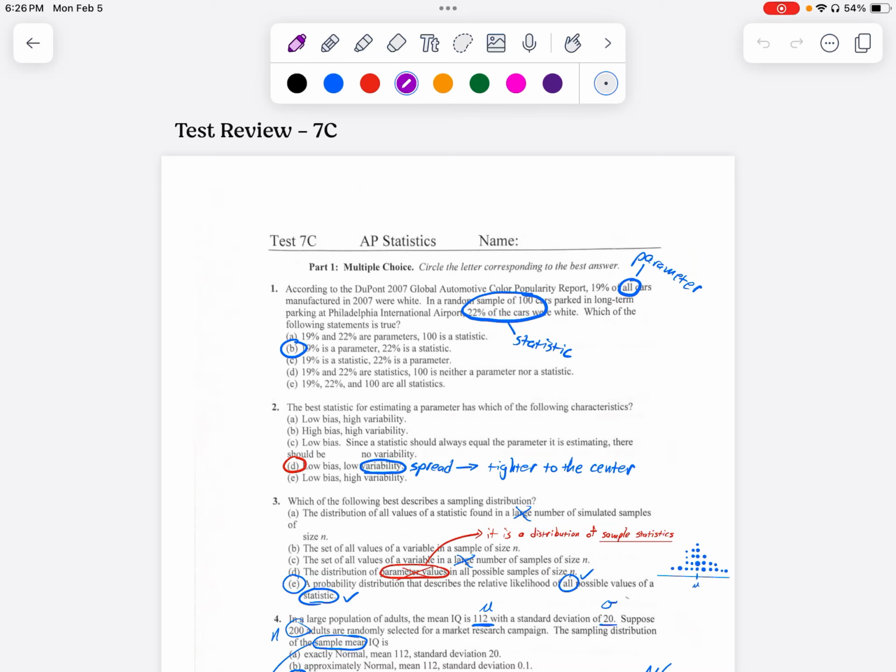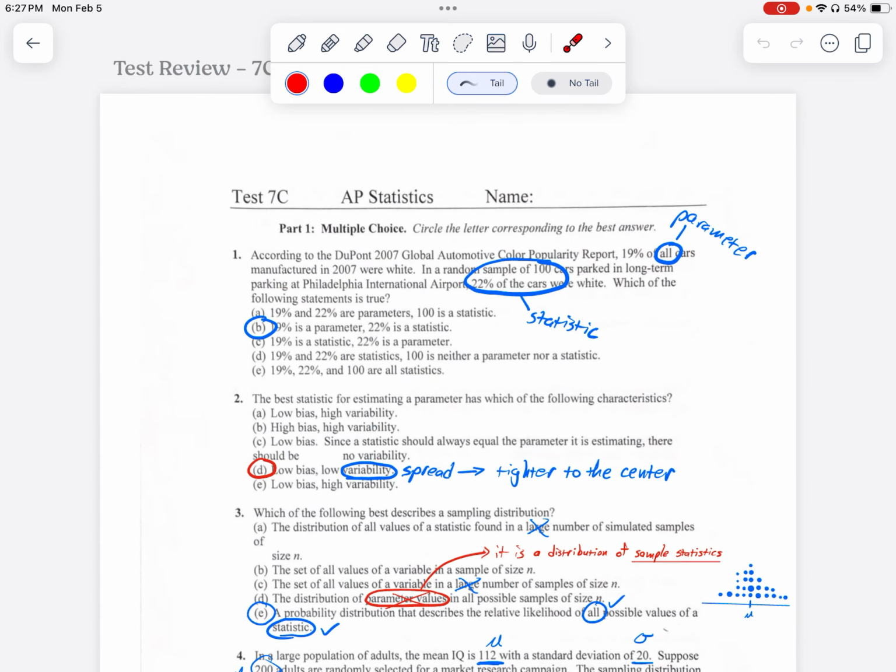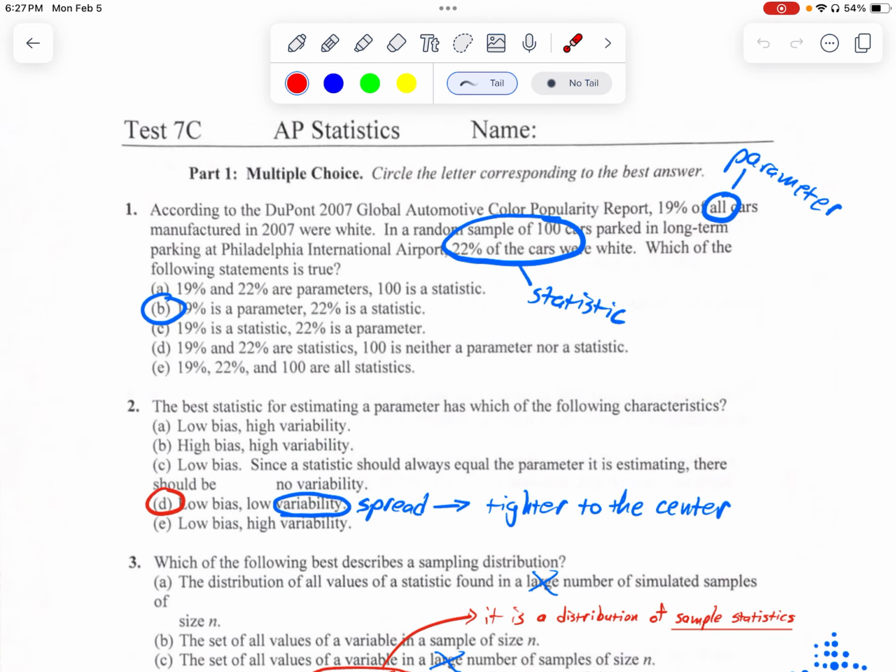Here we are. This is the Chapter 7 test review. You can see on the top it says 7C. So this is version C, which is a little bit harder than version A and B. So it should over-prepare you for this test. Let's dive in.